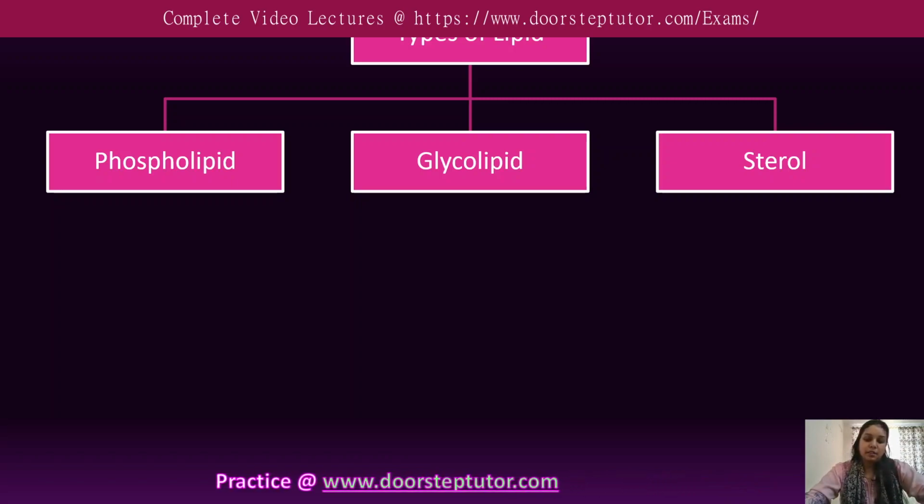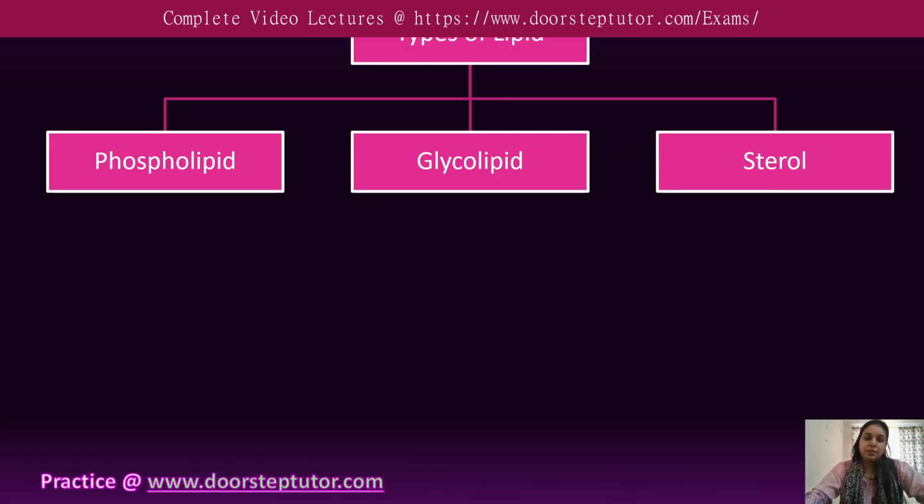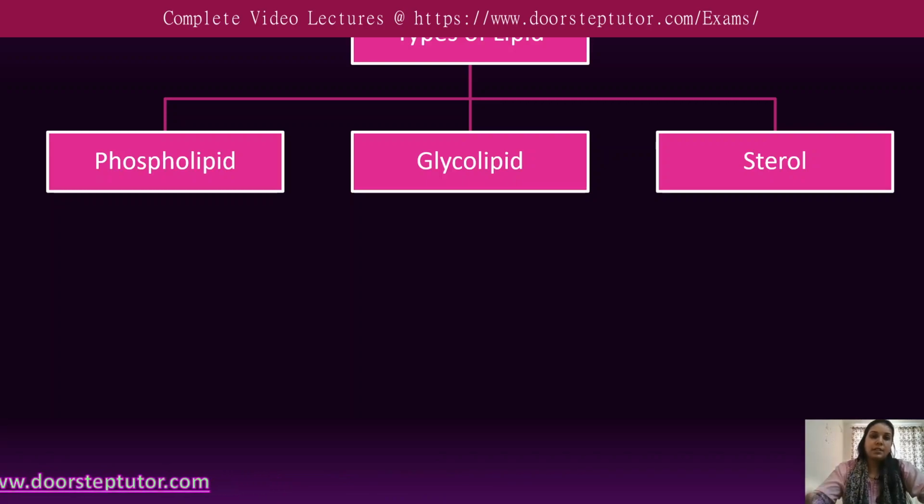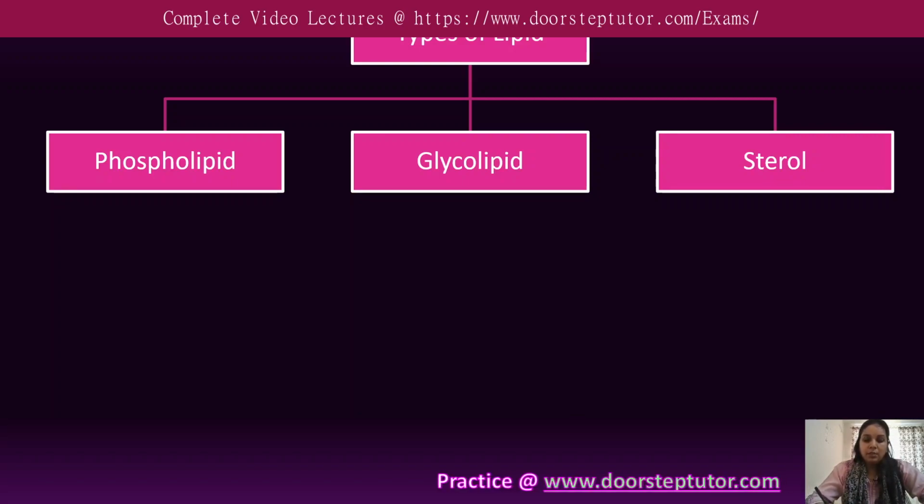So let's get started. First of all, let's understand what lipid is, as we have already discussed and talked about it. Let's first revise what its structure is and its formation or arrangement in the plasma membrane.